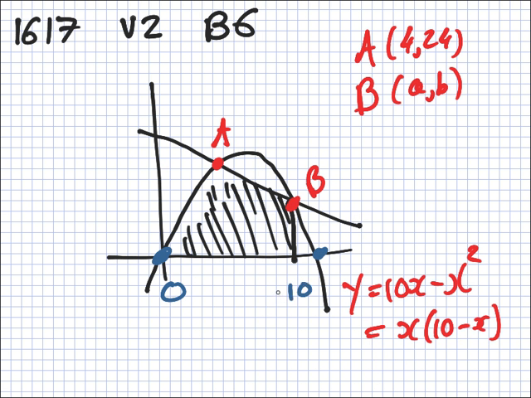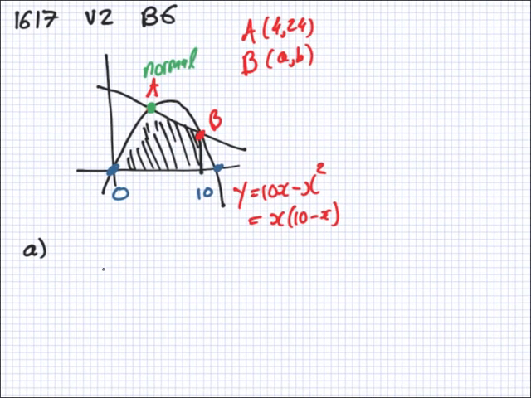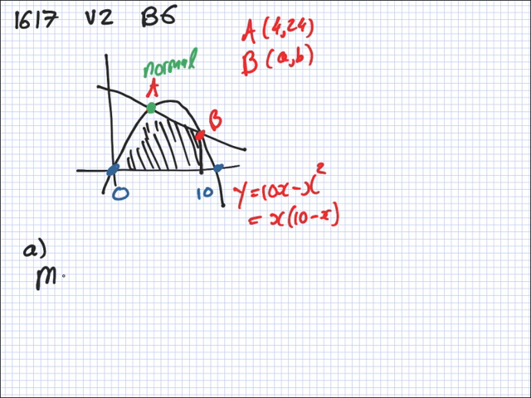And the first thing they want, they also tell you that that line is a normal here. So this is a normal, this line at this point here, A. And the first part is to find the equation of that line. So what will I need to do first? I'll need to differentiate to get my m. Well, not quite. dy/dx equals 10 minus 2x. And what's the x here?